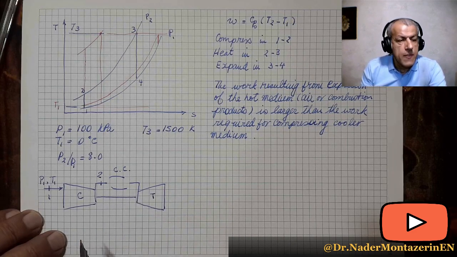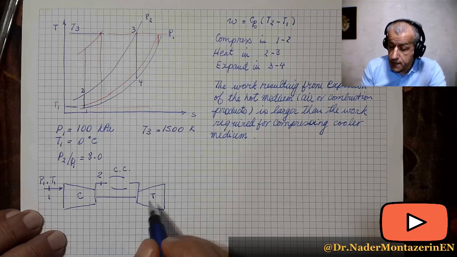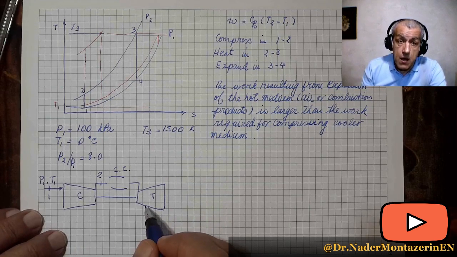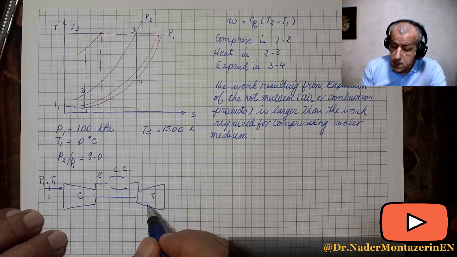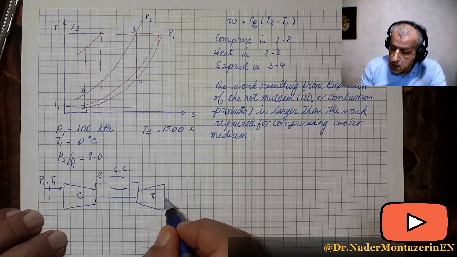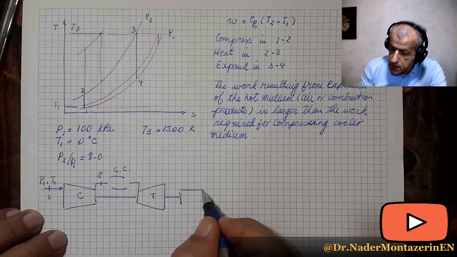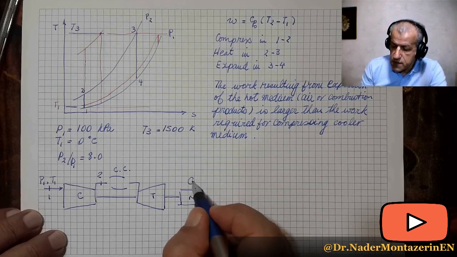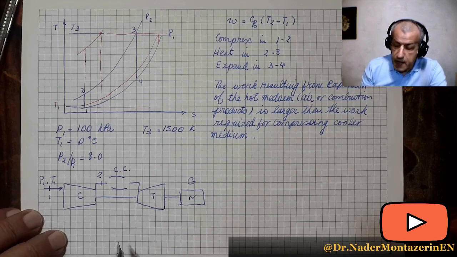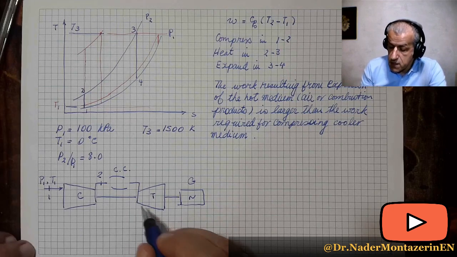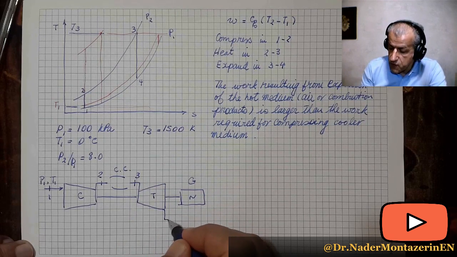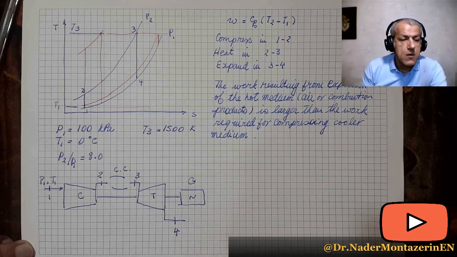between them which helps run the compressor. This might be one turbine which just runs this compressor, or there might be a larger turbine which, in addition to running this compressor, also runs a generator and produces, say, electricity. So this is the generator. And in this larger turbine, this is 3, and the exit flow from this turbine would be 4.